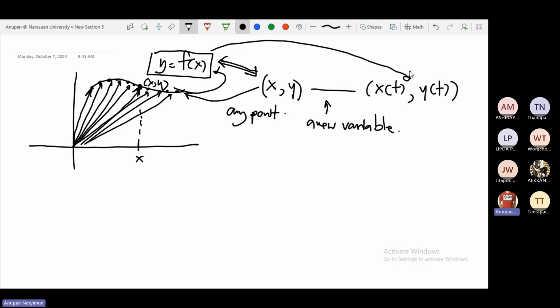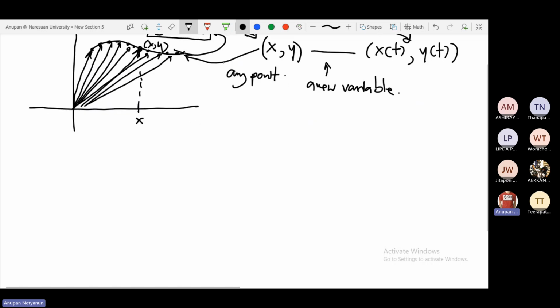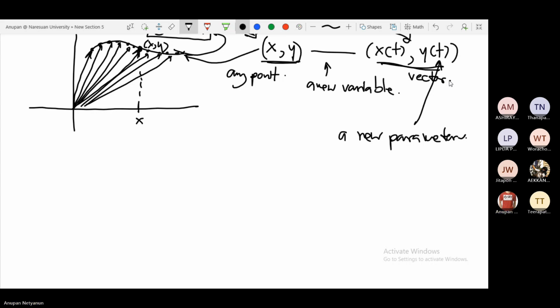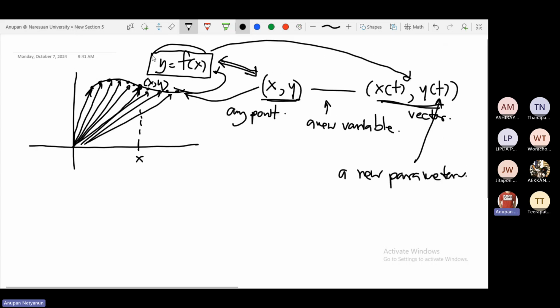Let me call it a new parameter. Okay, and for any point, this perspective is going to be in terms of vector. Okay, I'll show you an example soon. Okay, and it still has this relationship here.